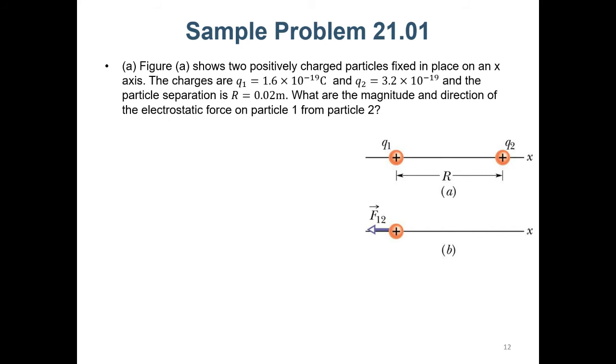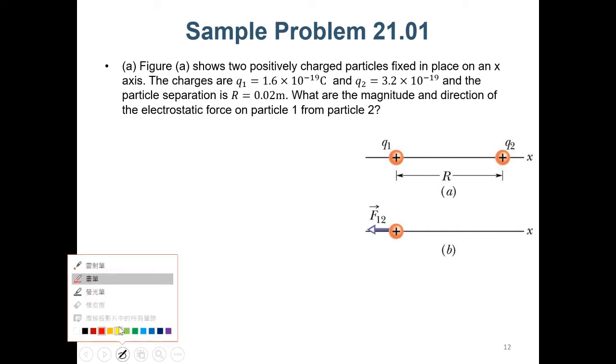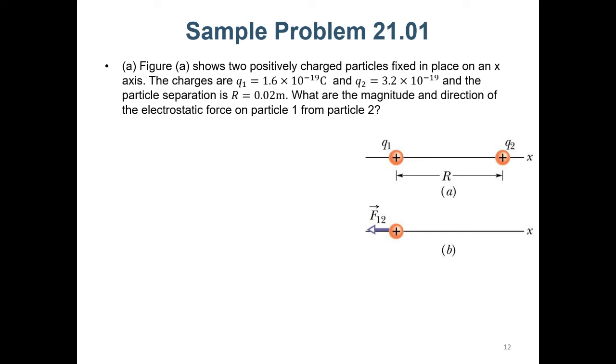Okay, so here is a sample problem. Figure A shows two positively charged particles fixed in place on an x-axis. The charges are q1 and q2, and the particle separation r is 0.02 meter.